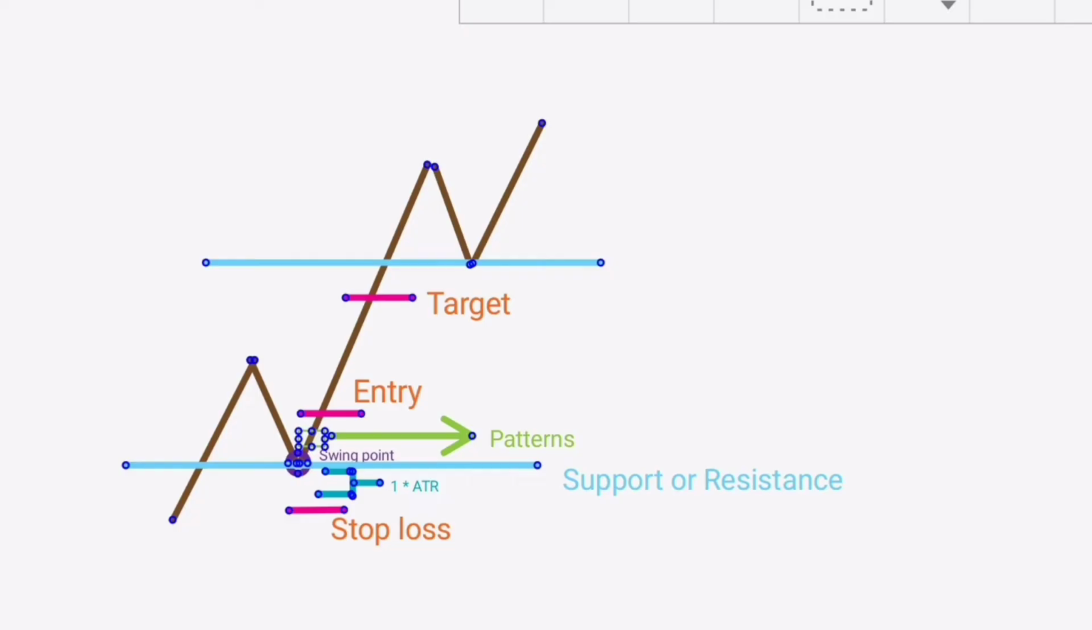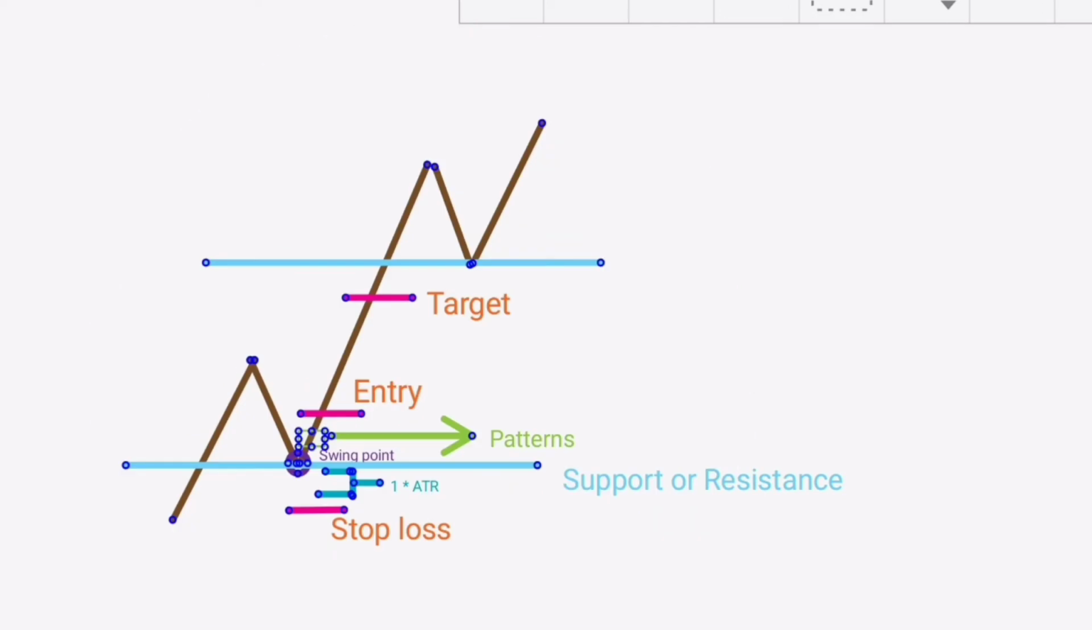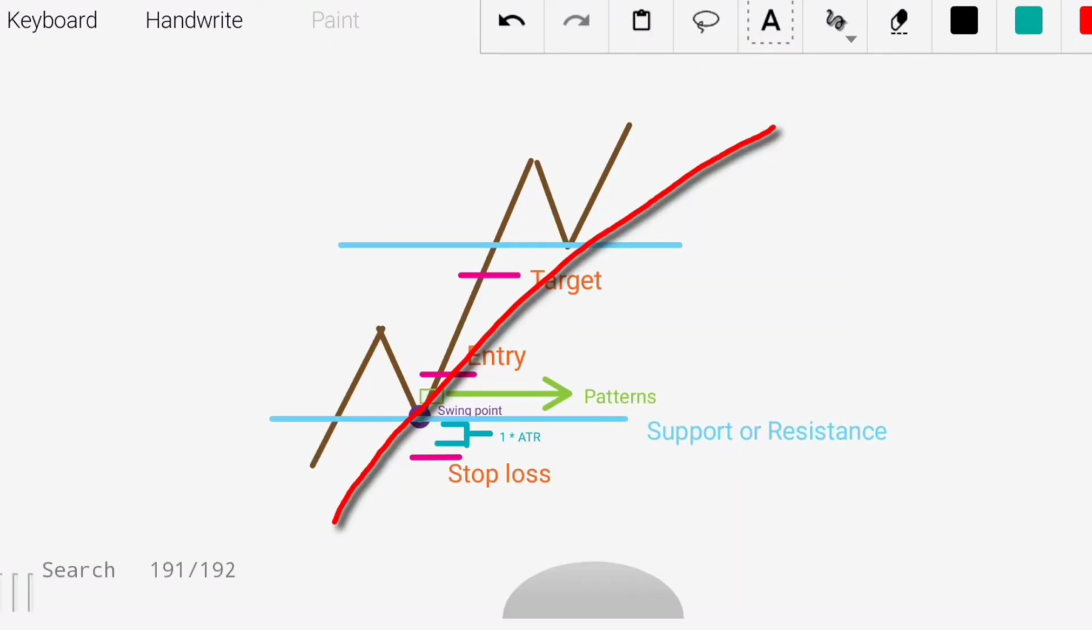Now when a pullback starts to form, just look for a pattern or at least an indicator signal before taking an entry. This would give an extra layer of confirmation. For example, you can say if a bullish candle is formed after the pullback, I will take an entry. Okay, that is one option. Or you can use a moving average to confirm the entry.